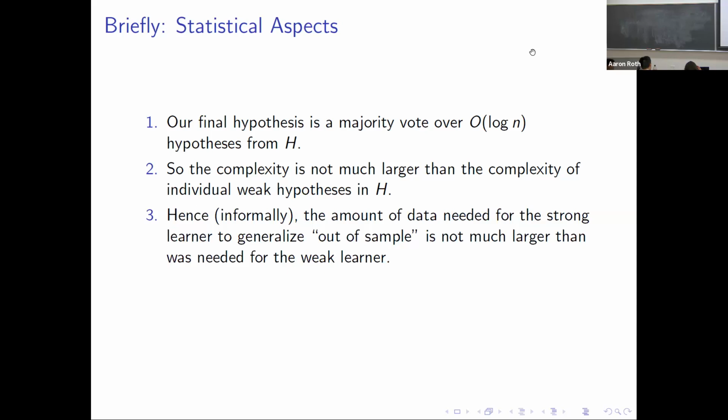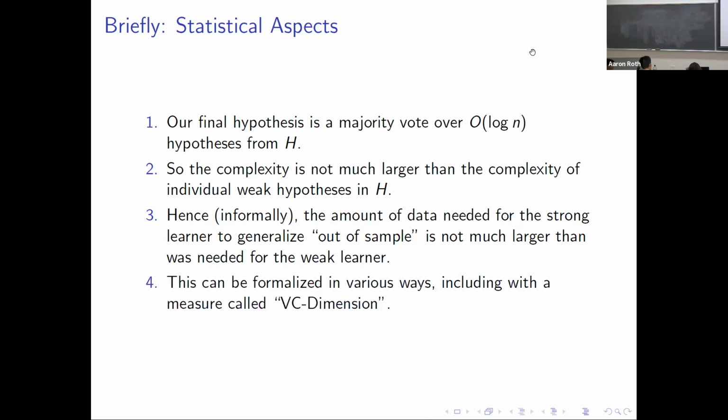And so informally, the amount of data you need to generalize to new examples for strong learning out of sample is not much more than the amount of data you need for your weak learner to generalize out of sample, because the algorithm we've produced has not increased the complexity of our prediction rules by very much. We started with simple prediction rules. What we come up with is just a majority vote over a small number, log n, of those simple prediction rules, which is also simple. You can formalize this by using words like VC dimension, but I won't cover that. Questions?